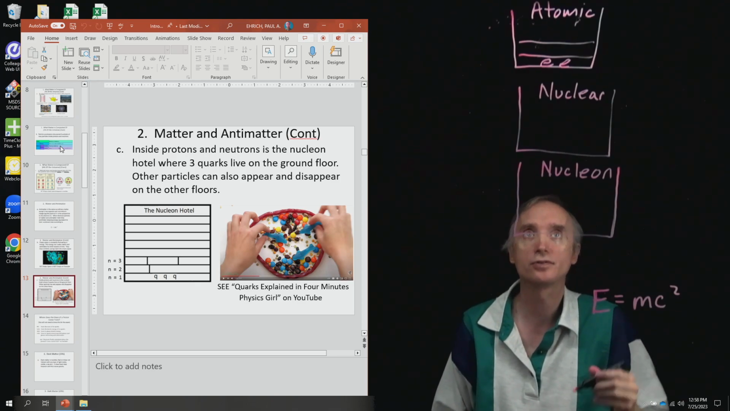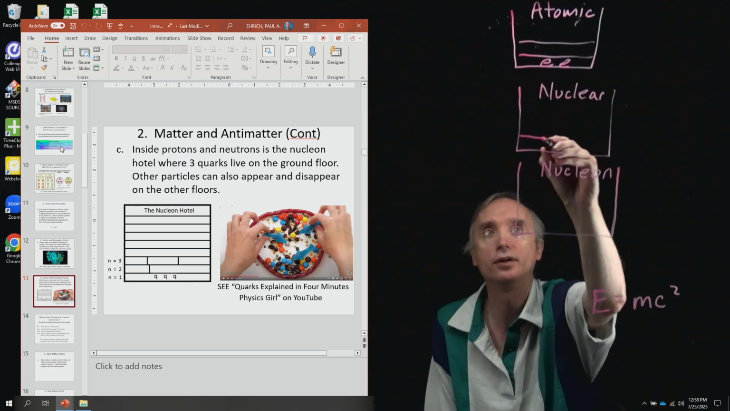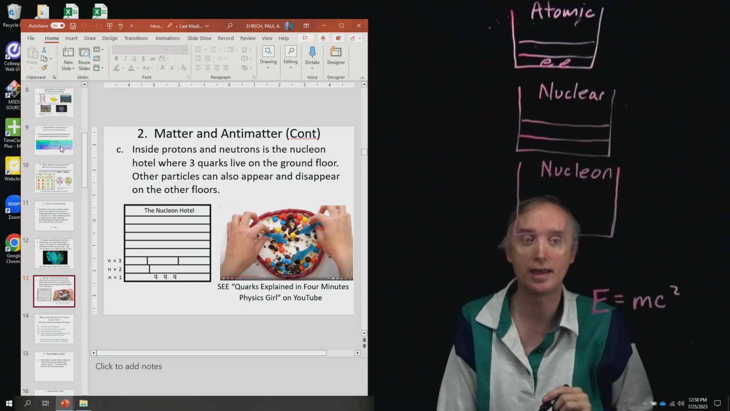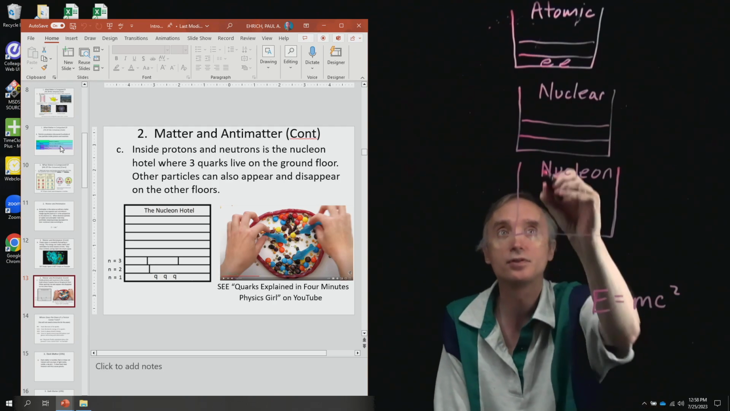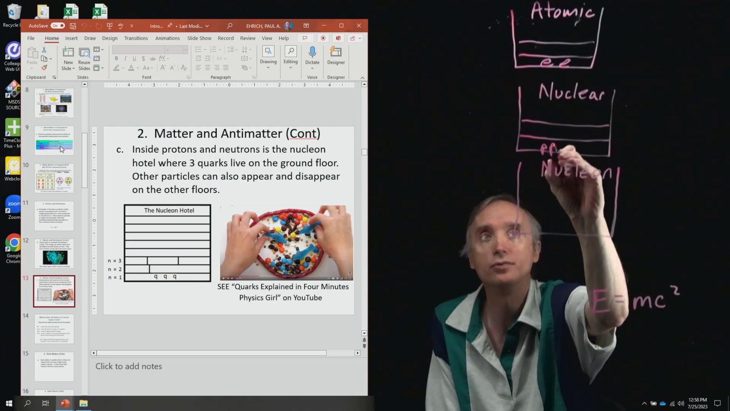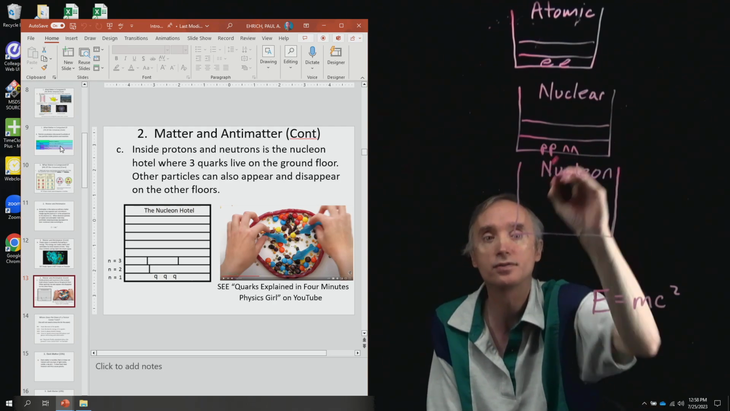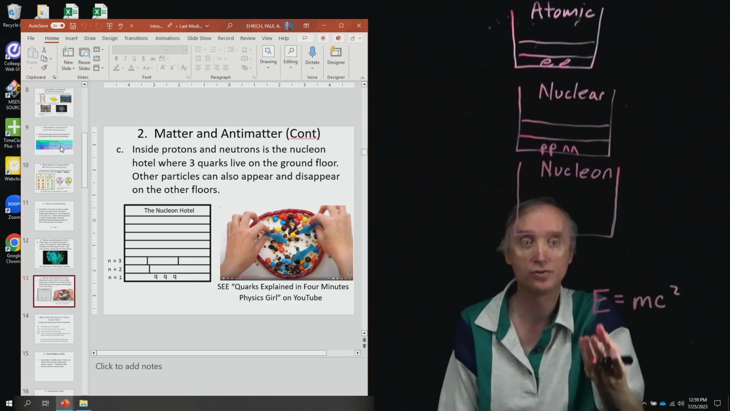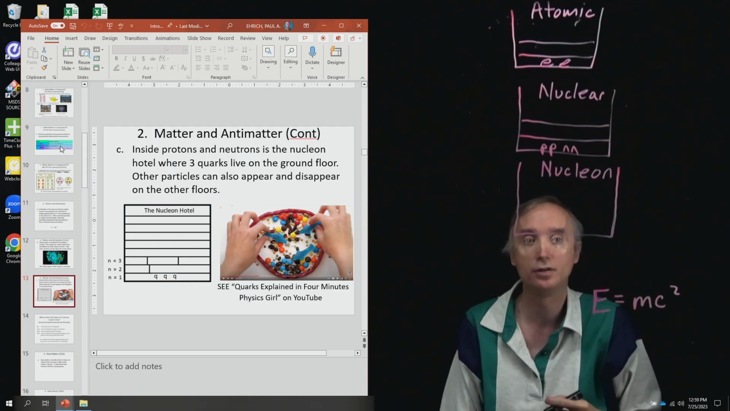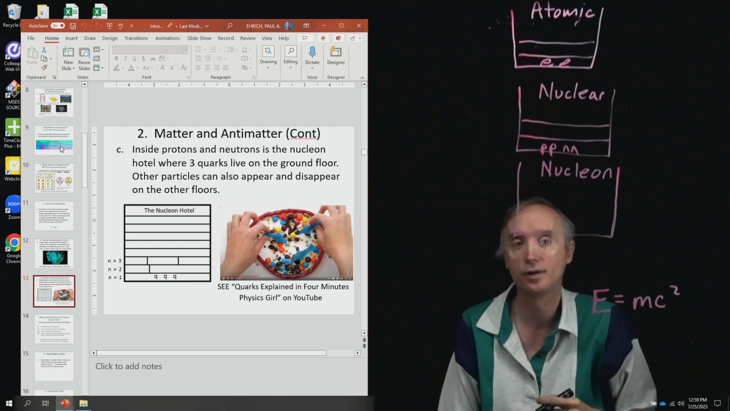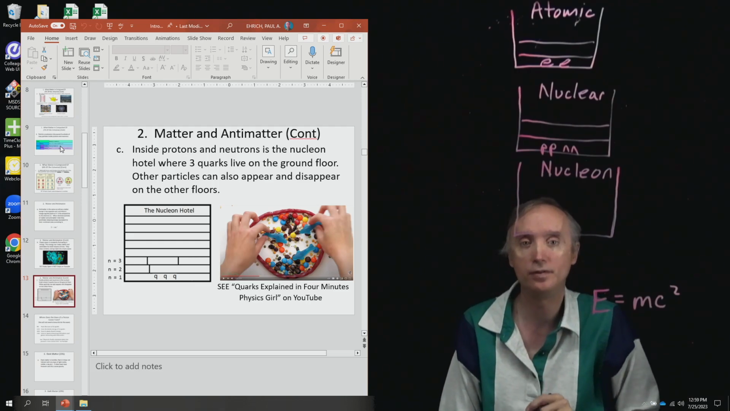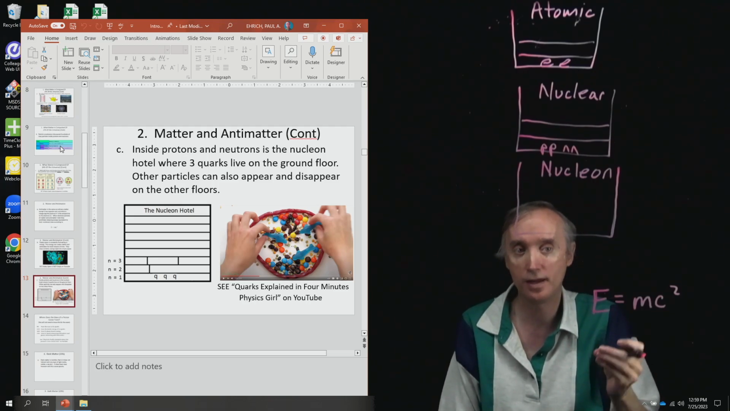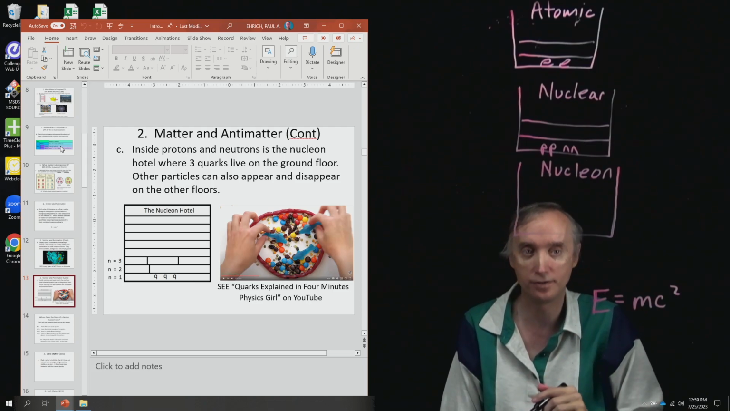Okay, then we also talked about the nuclear hotel, which is in the nucleus of every atom. And so this is going to be where protons and neutrons are going to live. And so they also can jump up and down in the nuclear hotel. Well, this one is going to be the nucleon hotel. A proton and a neutron are called nucleons.